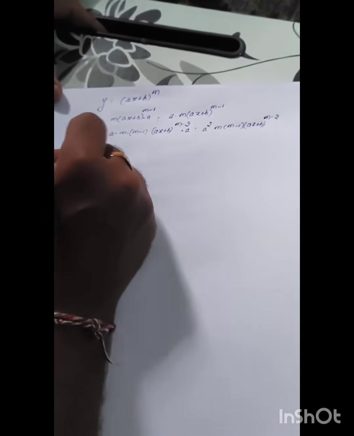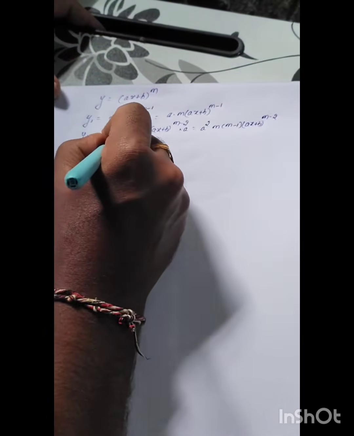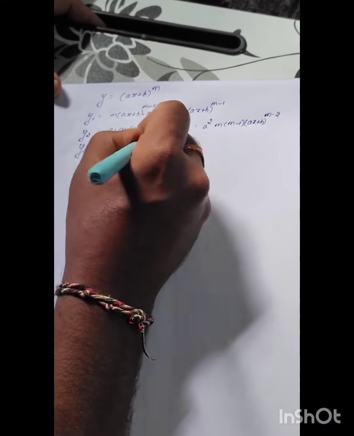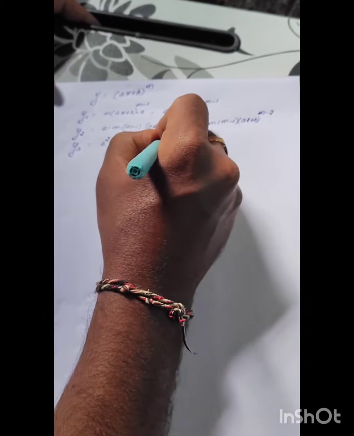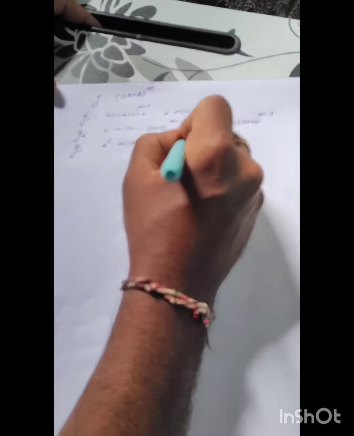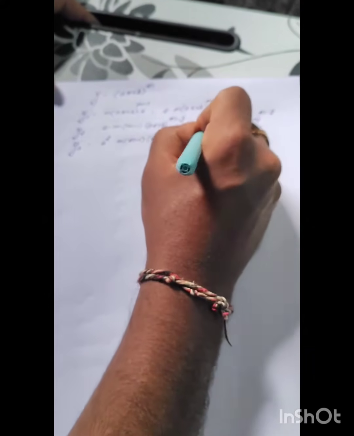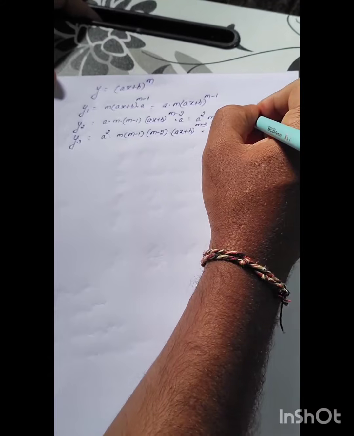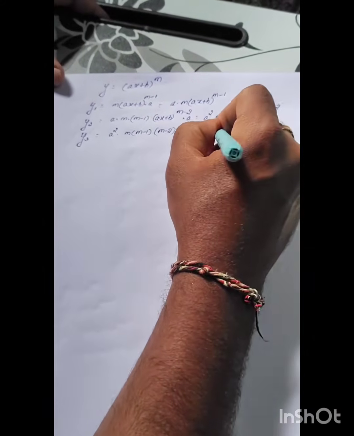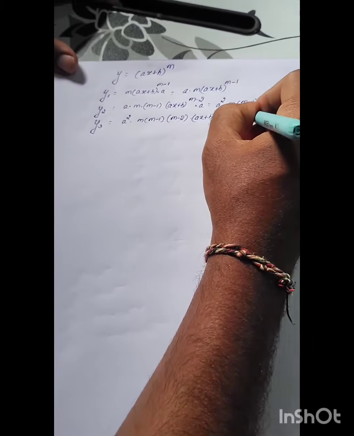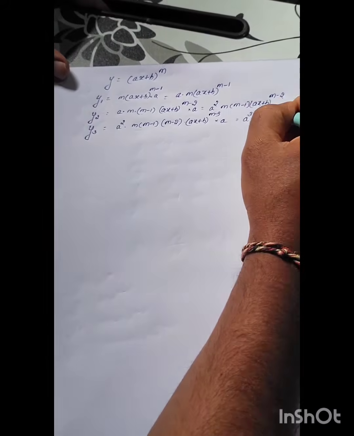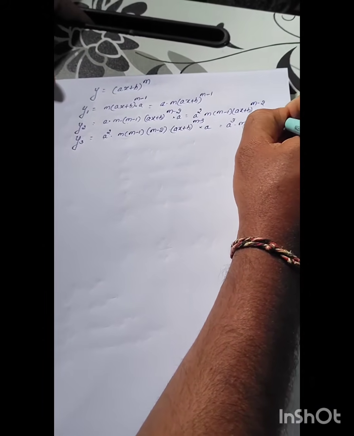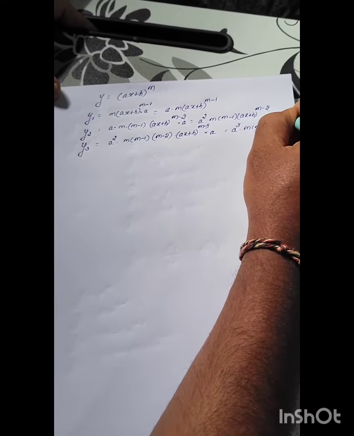And again differentiating with respect to x, we will get y3. Now a square is constant and m into m minus 1 is again constant. Now differentiate ax plus b raised to m minus 2. This will become m minus 2 into ax plus b raised to m minus 3 into, we have to take the derivative of ax also, so that is a. So that will become a square into a, that will become a cube into m minus 1 into m minus 2 into ax plus b raised to m minus 3.